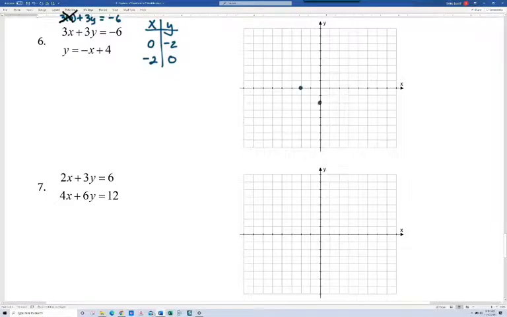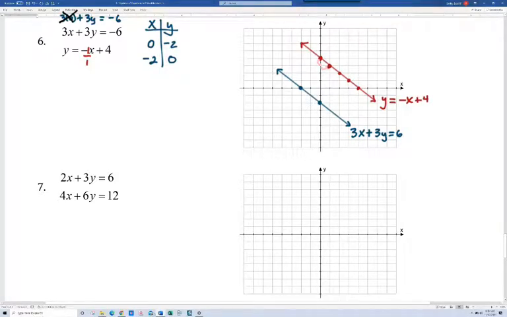And so let's go ahead and plot those points and graph that line. And now let's go to the other one. Now we have y equals minus x plus 4. And so this is in slope-intercept form. So let's start at the y-intercept, 0, 4. Our slope here is going to be negative 1, which we can write as negative 1 over 1. And so we're going to go down 1, right 1. And we can do that a few times. And so here's that line.